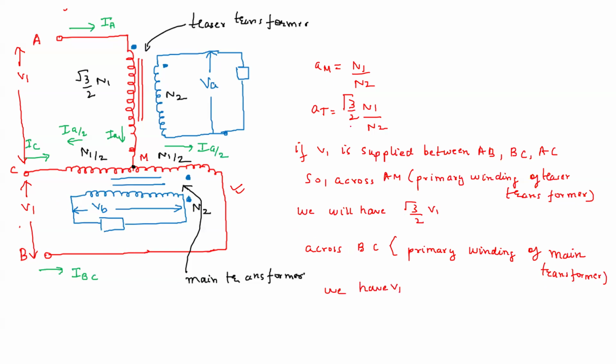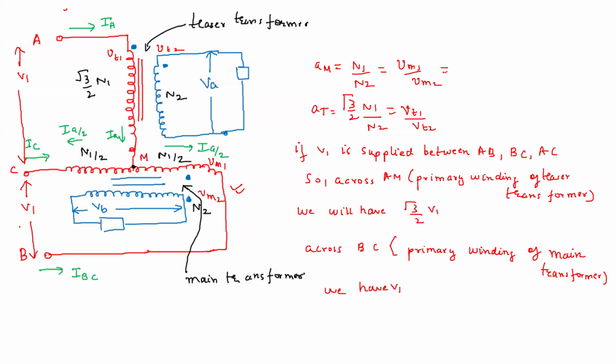So what will happen due to this ratio? If you see this ratio, what is this ratio? AM, N1 is to N2, or suppose let us call it VT1, VT2. So this will be equal to VT1 by VT2. T1 means teaser primary, T2 teaser secondary. And let us call this main VM1, and the secondary VM2. And this will be equal to VM1 by VM2.